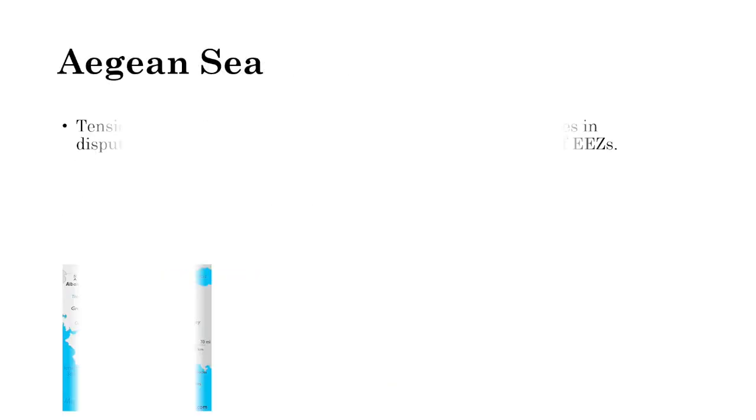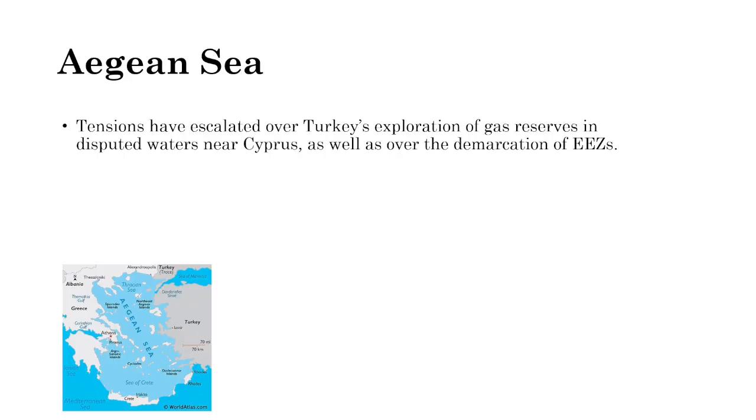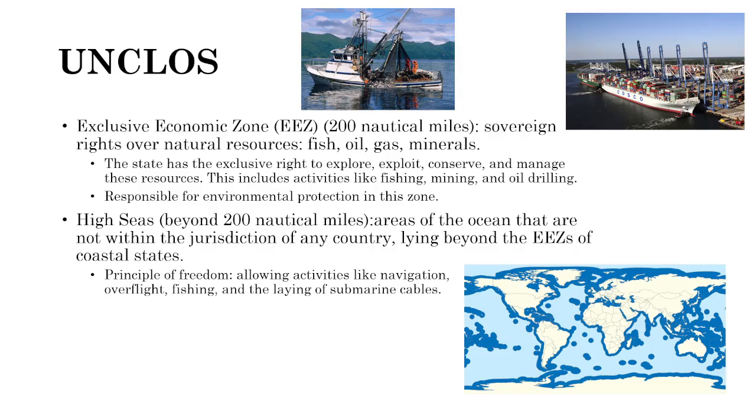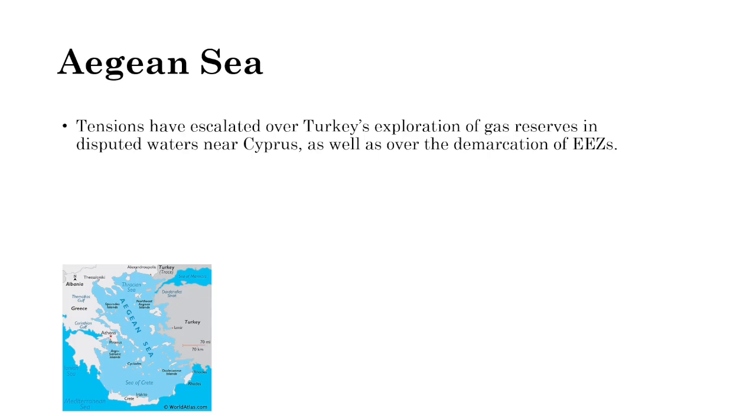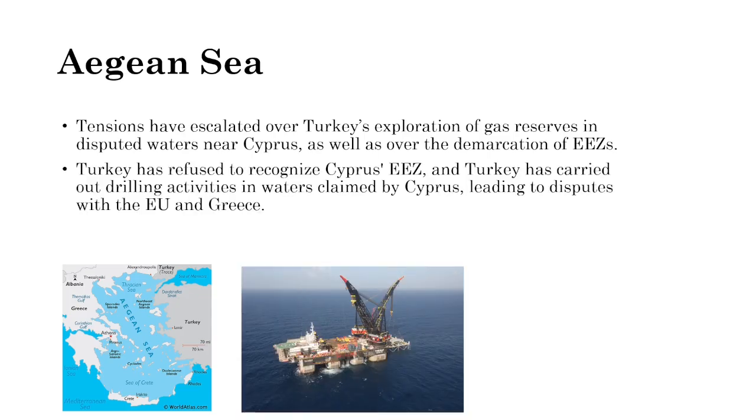Next, we have the Aegean Sea. There's been tensions over Turkey's exploration of gas reserves. It always has to deal with natural resources. And we're looking at disputed waters near the country of Cyprus. And what Turkey has done here is refused to recognize Cyprus as having an exclusive economic zone. And they've carried out drilling activities in waters that are claimed by the country of Cyprus.